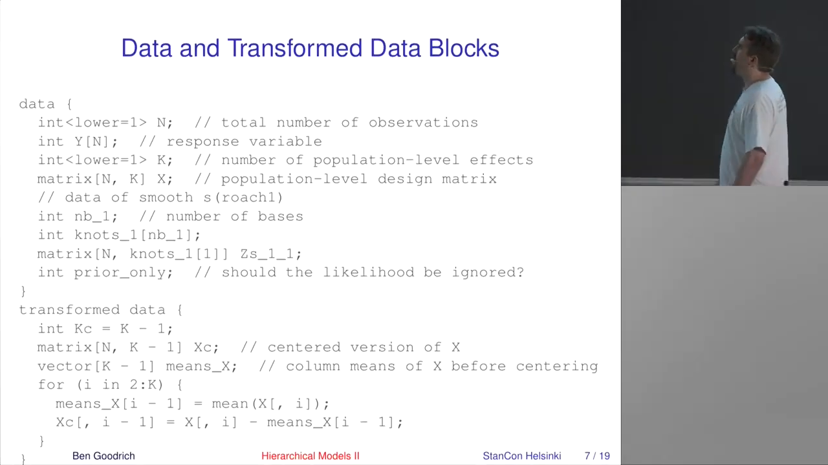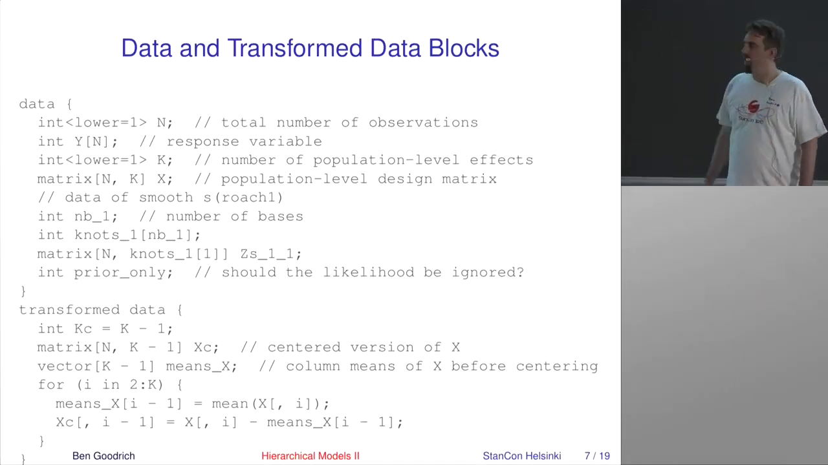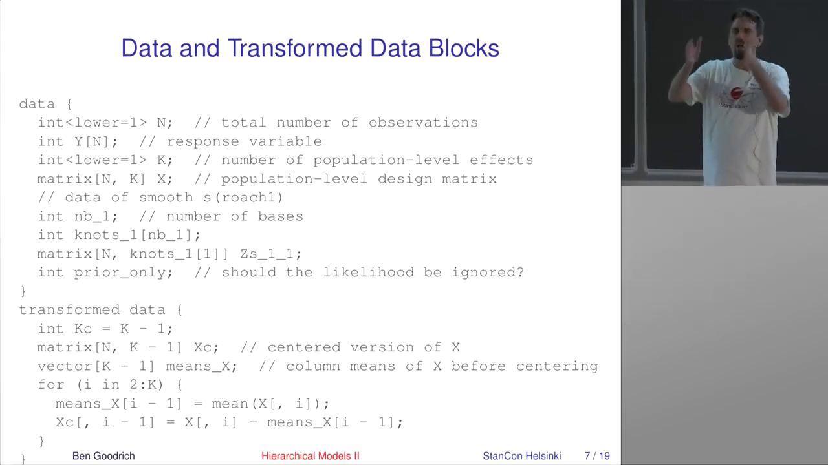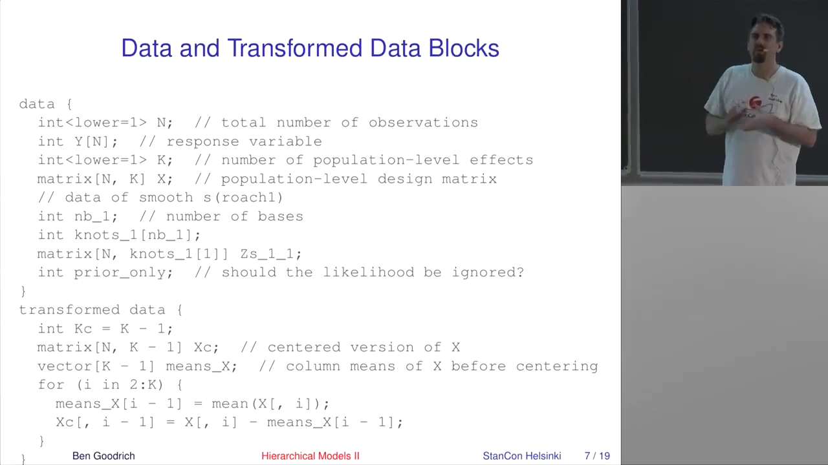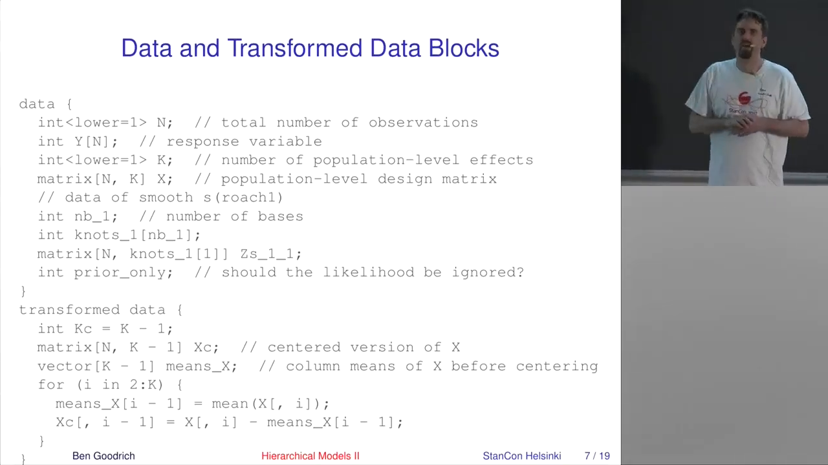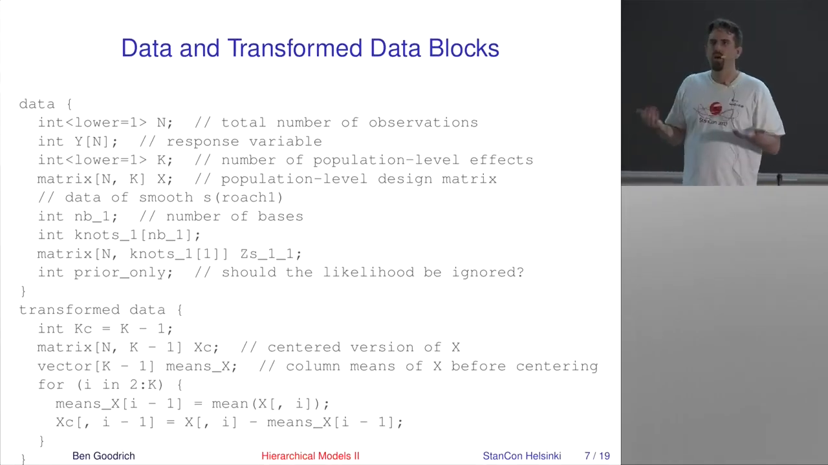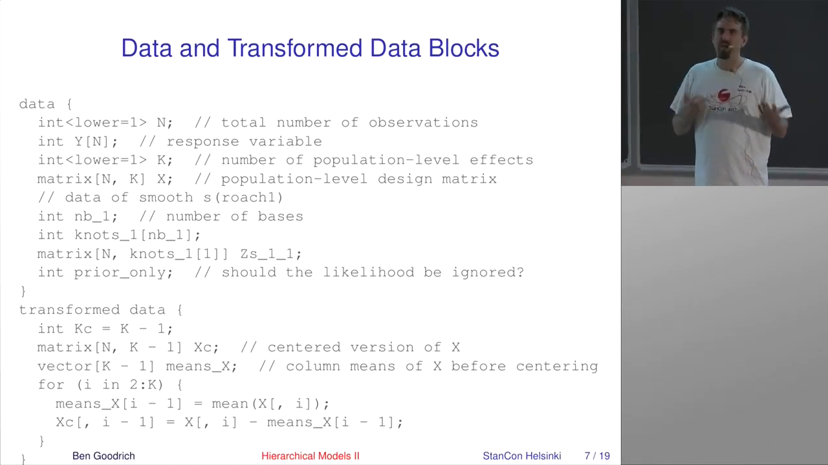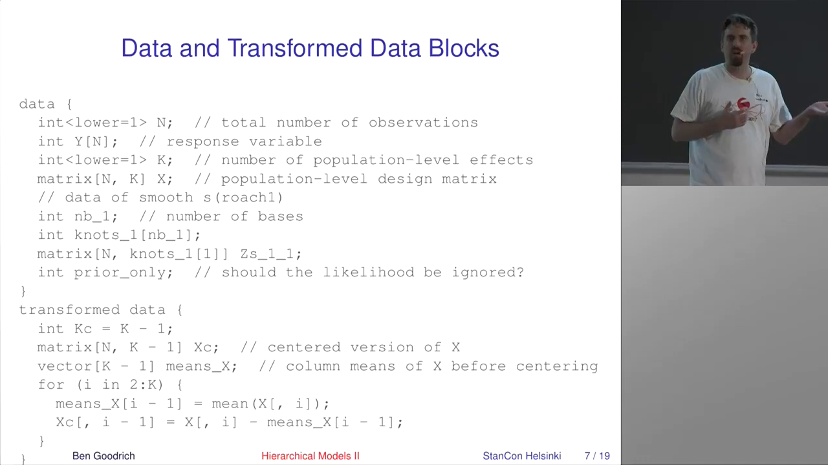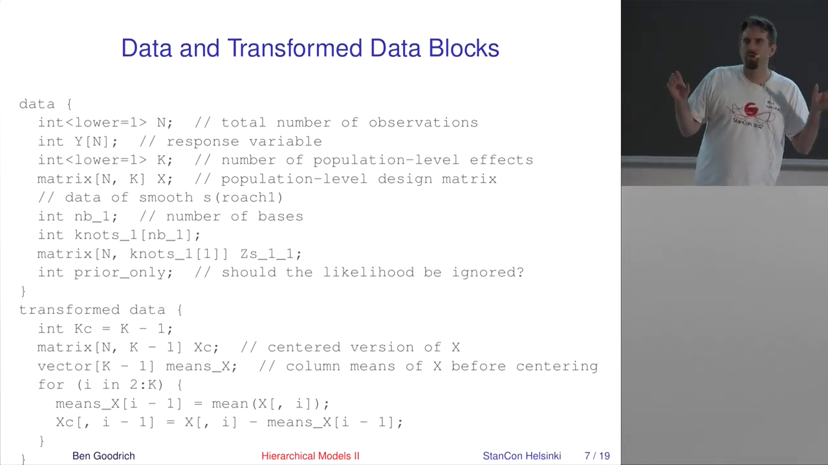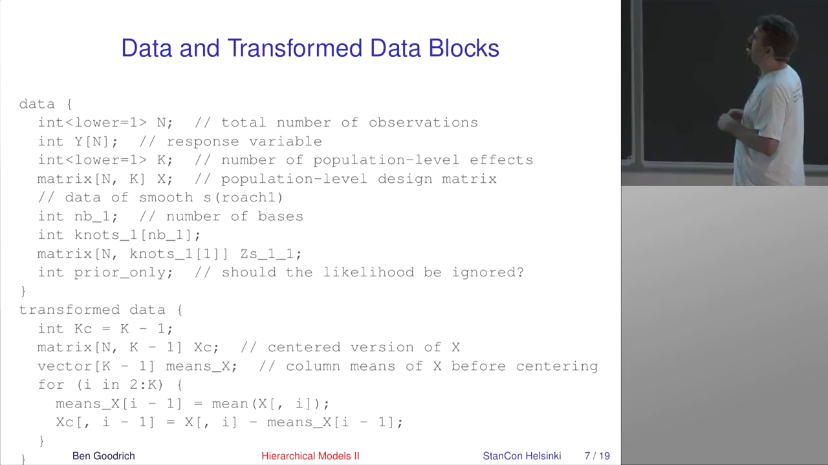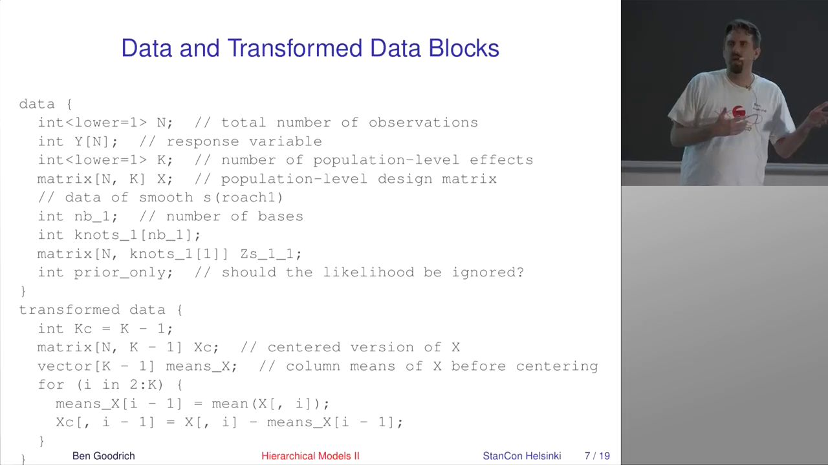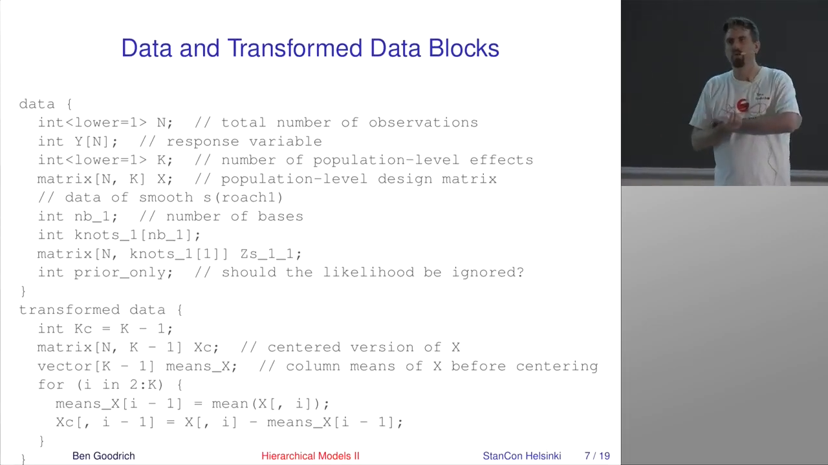In the transformed data block, really all that is going on here is that we're centering the columns of the X matrix. Centering is a really good thing to do in Bayesian models. It reduces the dependence between the coefficients and the intercept in the posterior distribution. And so it's basically an almost free way to get better efficiency from Stan by reducing the dependence in the posterior distribution.